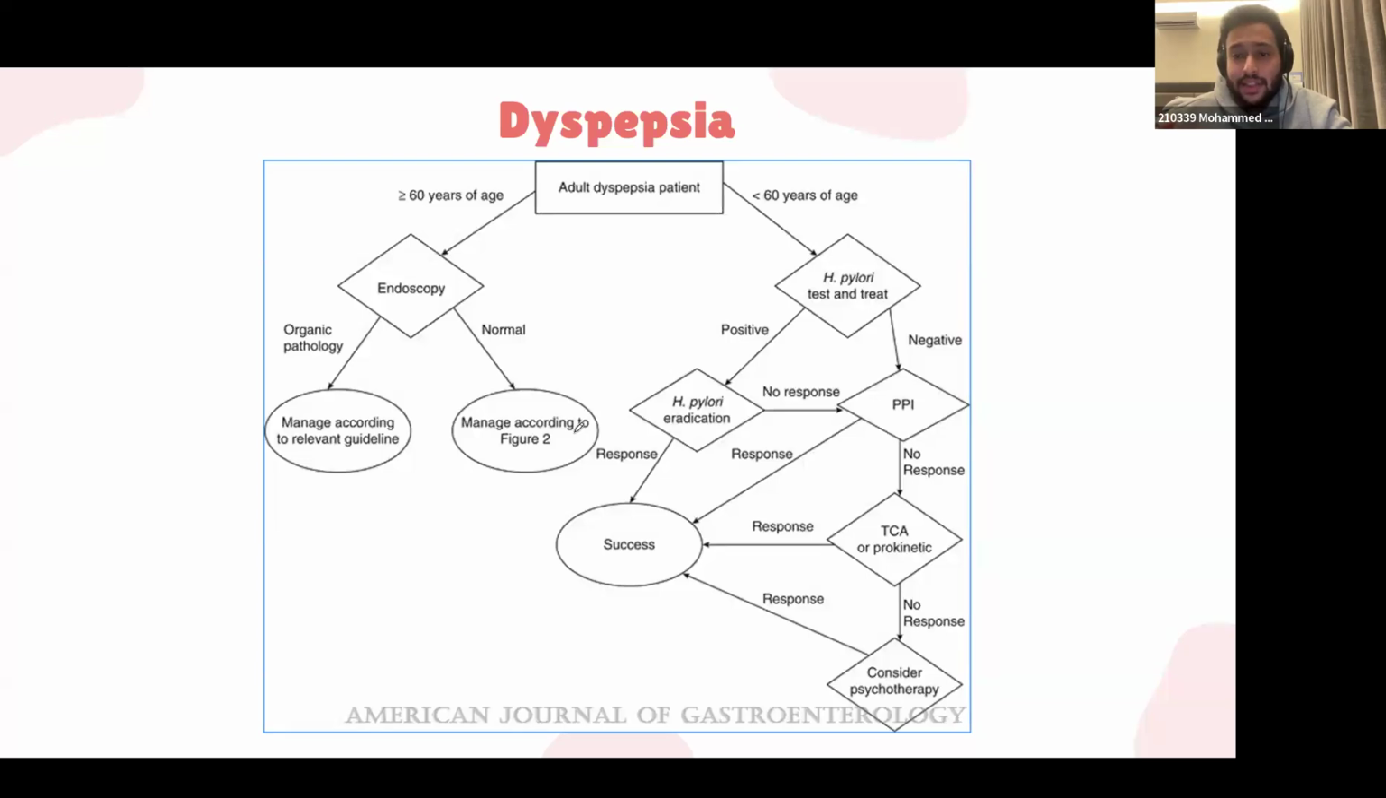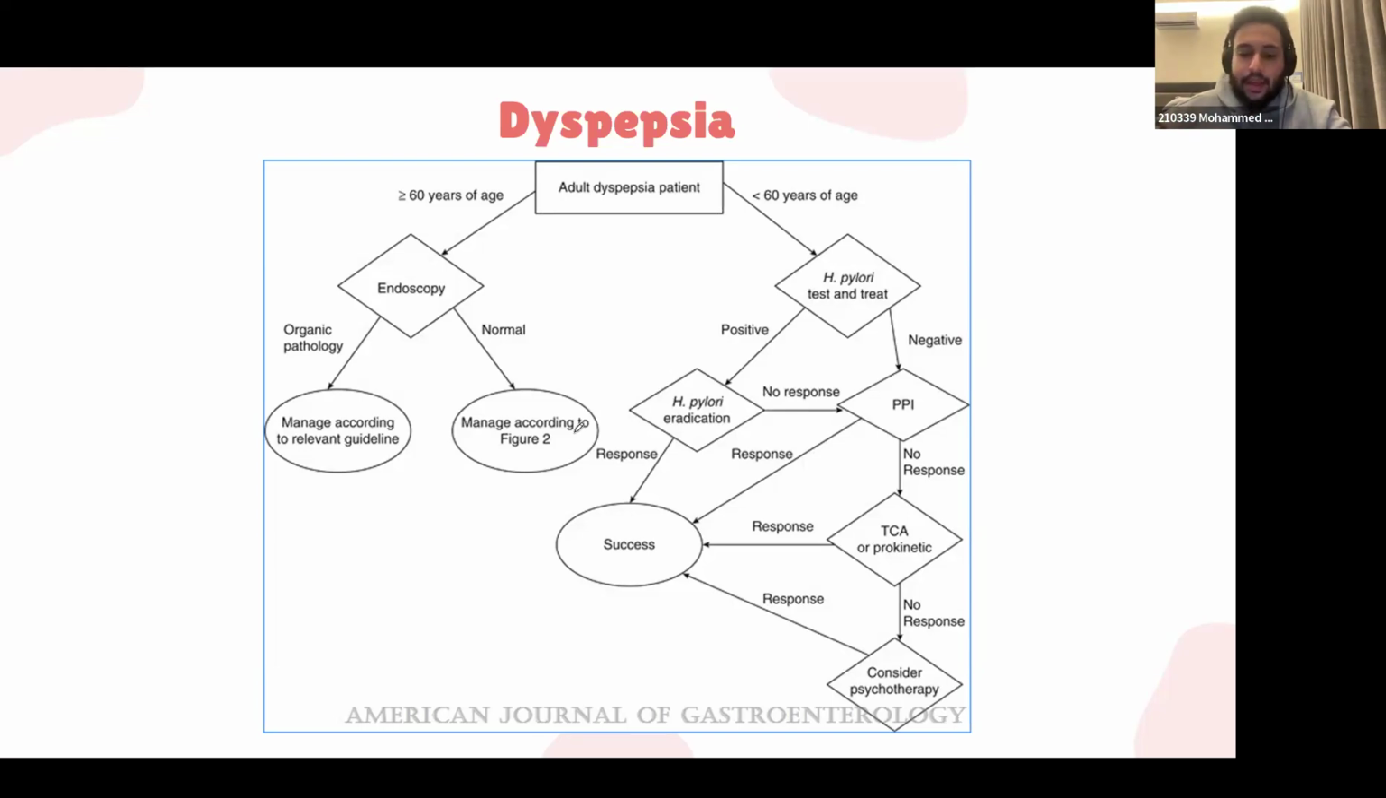If their age is less than 60, this is most likely H. pylori. So you need to test for H. pylori by using urea breath test. If it's positive, you treat it with the H. pylori eradication therapy, which we'll talk about soon. If they don't have H. pylori, you look for organic causes. If there's nothing, then this is what we call functional dyspepsia.